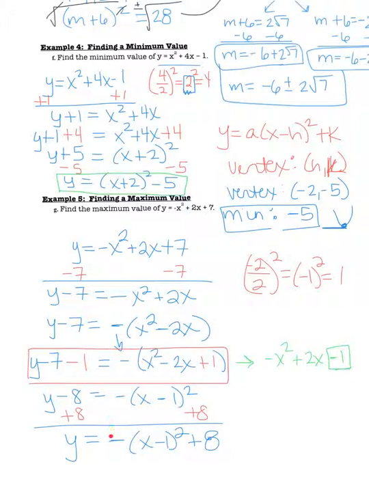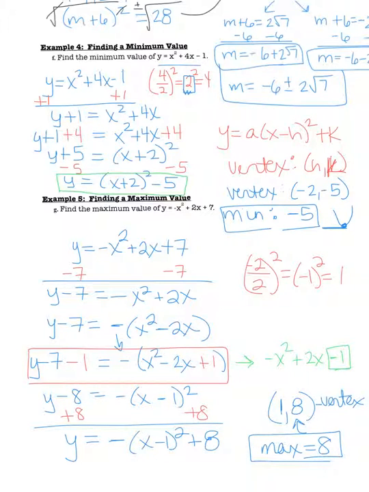So the negative sign tells us that it opens down. This tells us that in our vertex, the x would be positive 1, and then the plus 8 tells us that our y value would be 8 in our vertex. So that's your vertex. And to get the maximum point, we really just care about the y value, and that would be your max, which equals a value of 8 on the y-axis.